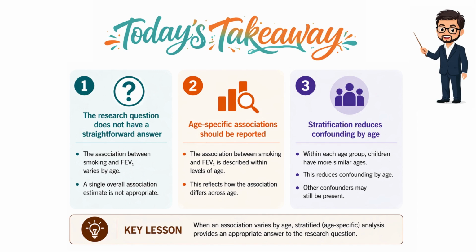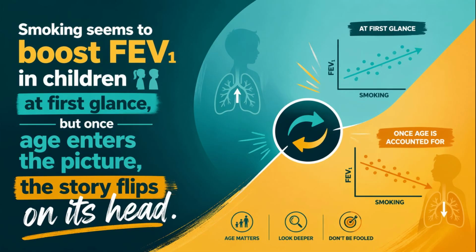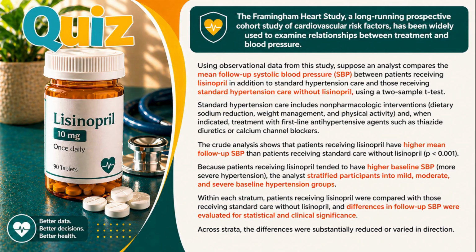Comparing smokers and non-smokers within each age group involves individuals of more similar ages, which reduces confounding by age. However, confounding by other variables may still be present. Smoking seems to boost FEV₁ in children at first glance, but once age enters the picture, the story flips on its head. Are you ready for today's quiz?